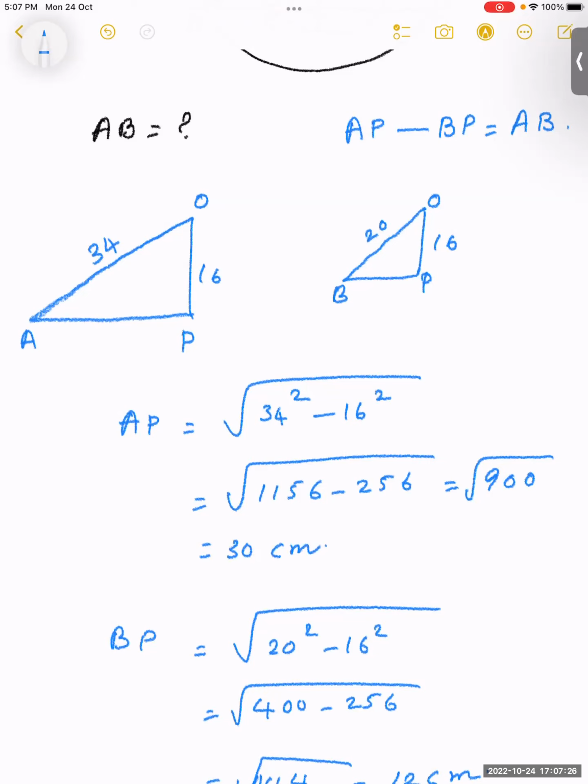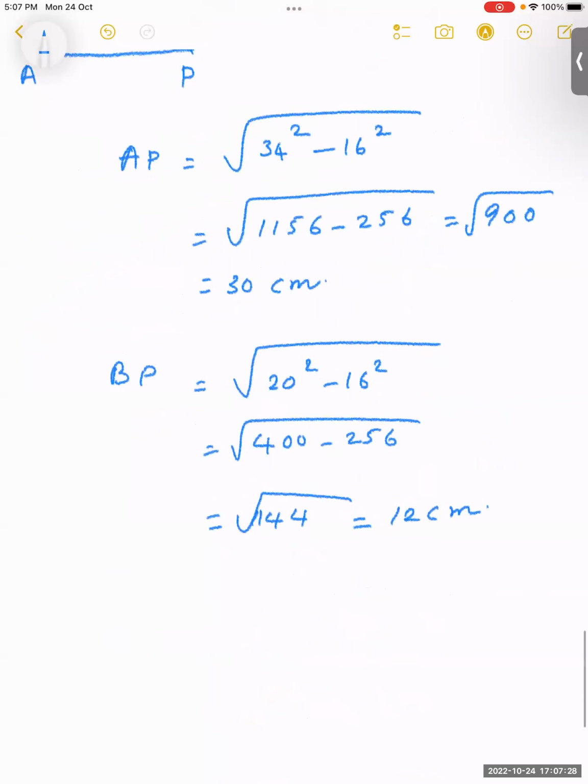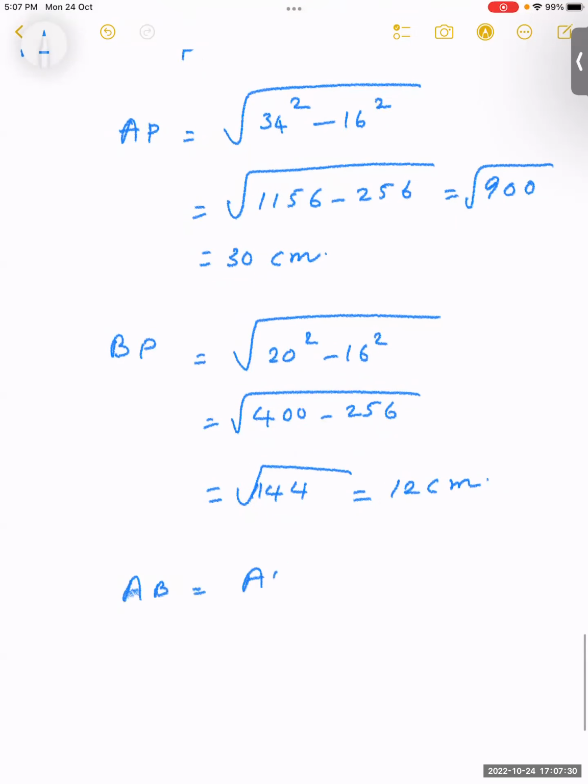Yes, ma'am. Okay, now let's do AB. AB is AP minus BP, which is 30 minus 12, which is 18. So this is what everyone got. Yes, ma'am. Anyone who wants me to wait?